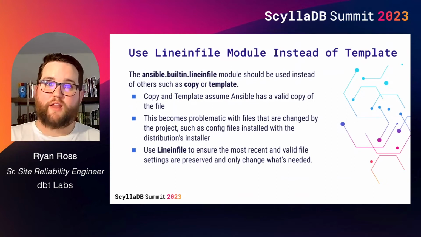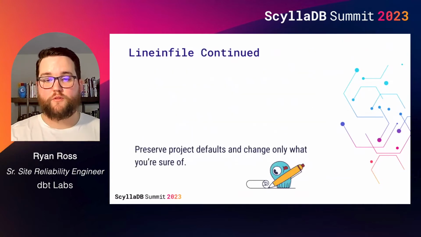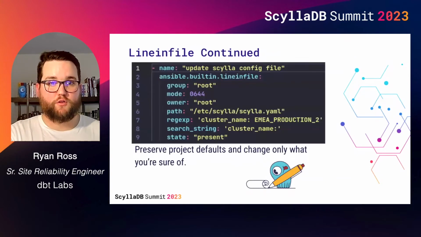Line in file is going to help you with this. So it ensures that we have the most recent and valid file from the upstream project, and we only change what we need. We preserve project defaults. Here's what that could look like.